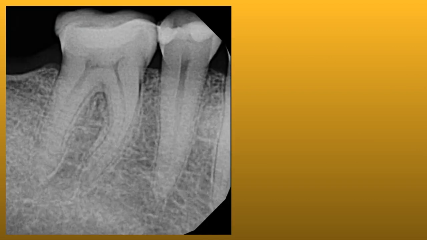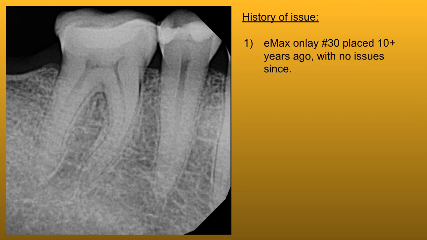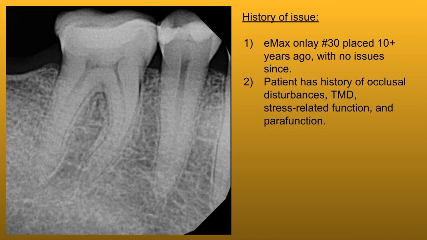So here we have the patient in question. History of the issue: number 30 had an eMax onlay that was placed about 10 years ago. It was done with CEREC technology, and the patient has had no issues ever since. This patient has been in practice for the past several years, and she presents with a history of occlusal disturbances, TMD, stress-related function and parafunction. Long story short, this is a type A kind of individual that just tends to create a lot of biomechanical stress on their teeth as a result of psychological stress. We've all seen these patients.